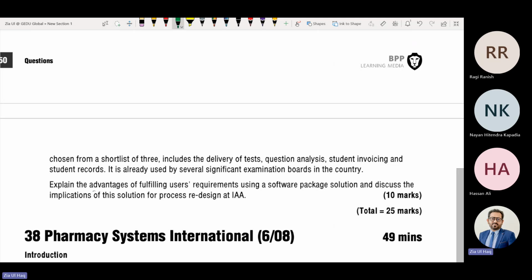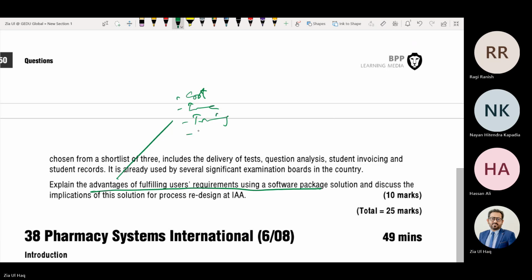Explain the advantages of fulfilling user requirement using a software package solution, and discuss the implication of this solution for process redesign at IAA. What are the advantages that we have discussed? Cost will be cheaper. Time: the organization needs to implement immediately because competitors are threatening to enter into the market, so they need to change quickly. So time will be less as compared to bespoke. What else? No staff training is required because staff will be aware about it.